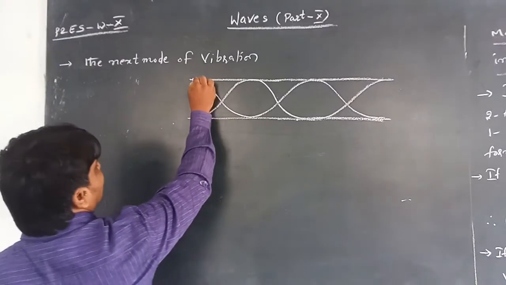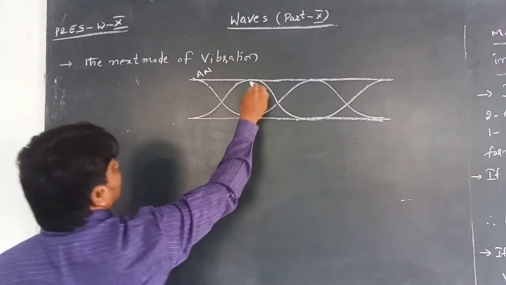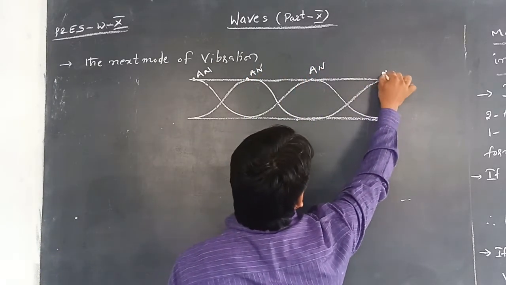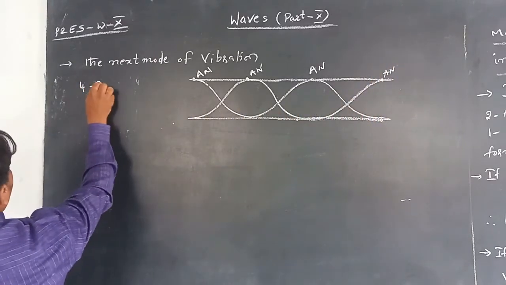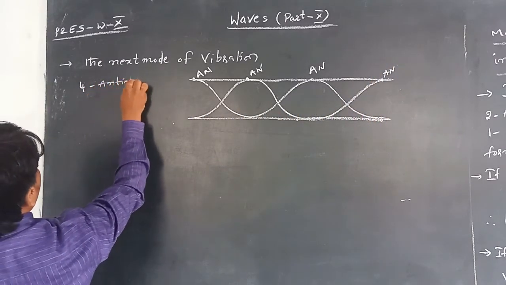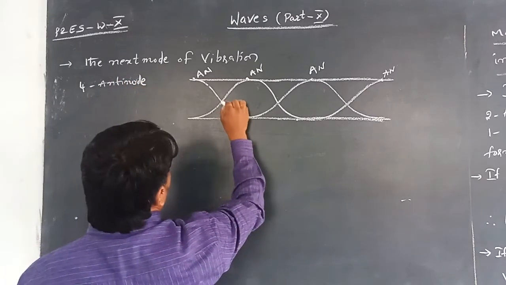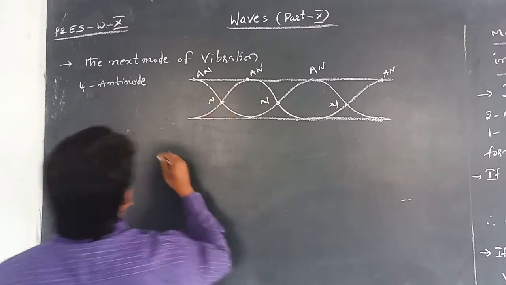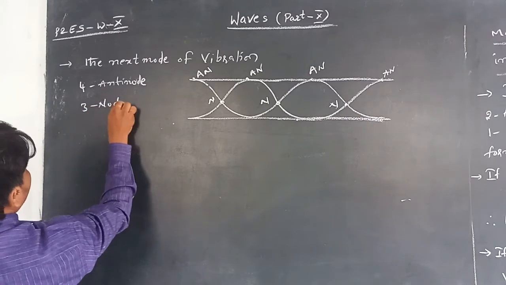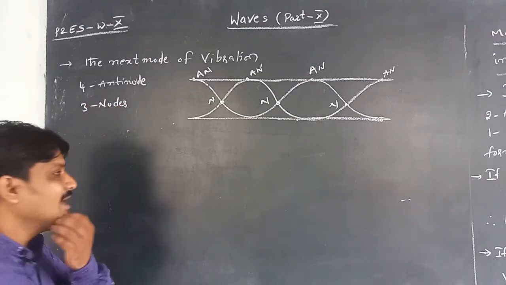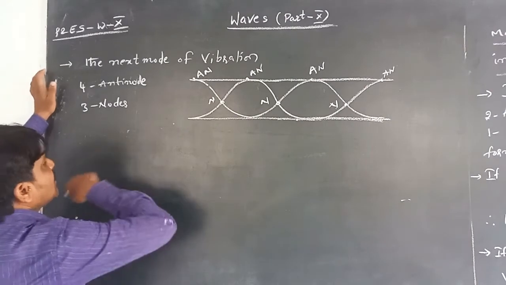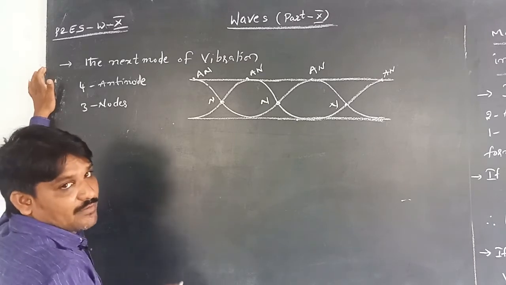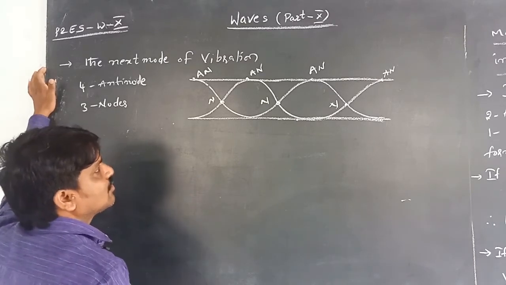In the next mode of vibration, there are 4 antinodes, 1, 2, 3, 4, and 3 nodes, 1, 2, 3, are formed. Whenever 3 nodes are formed, this mode of vibration is called the third harmonic or second overtone.